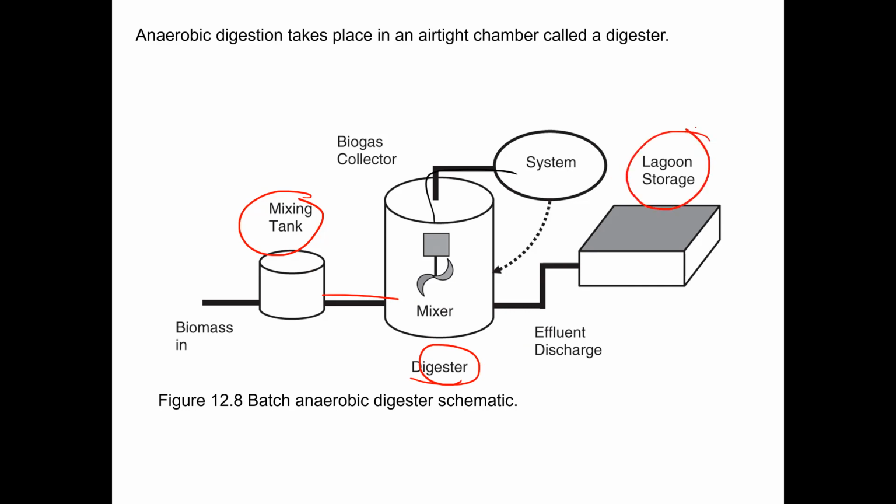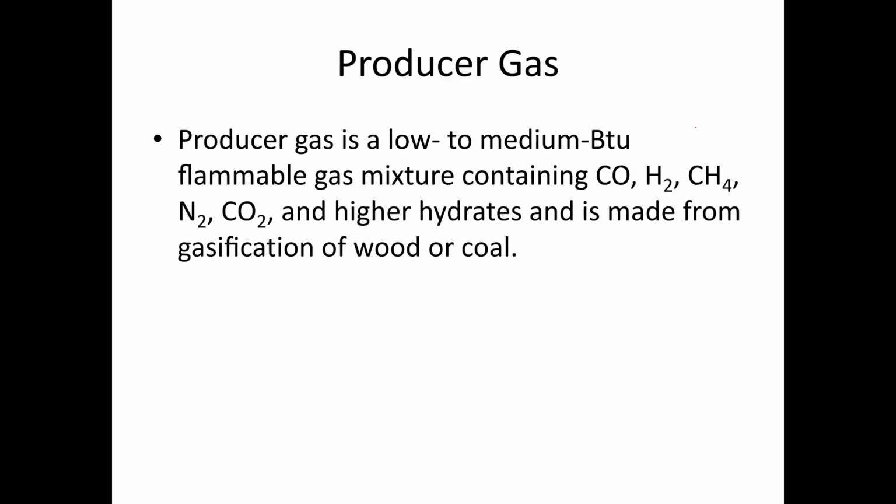And then the last few slides here, we're going to briefly describe producer gas. Producer gas is a low to medium BTU flammable gas mixture containing carbon monoxide, hydrogen, methane, nitrogen, and carbon dioxide, and also higher hydrocarbons. It is made from gasification of wood or coal.